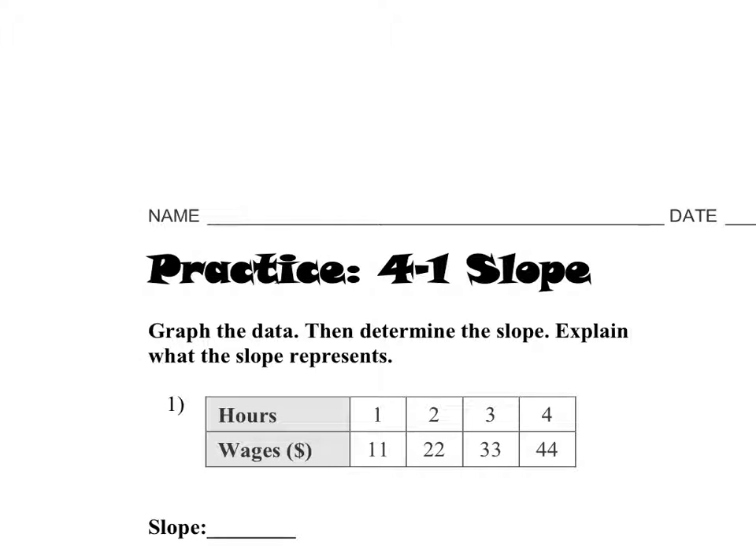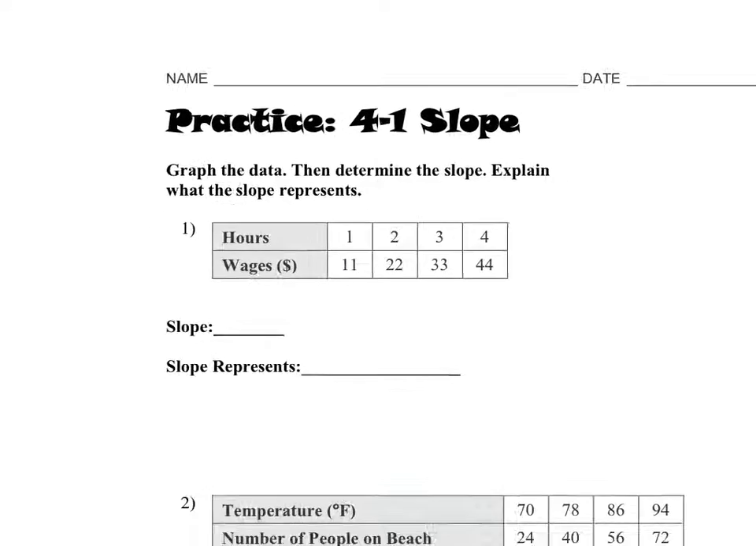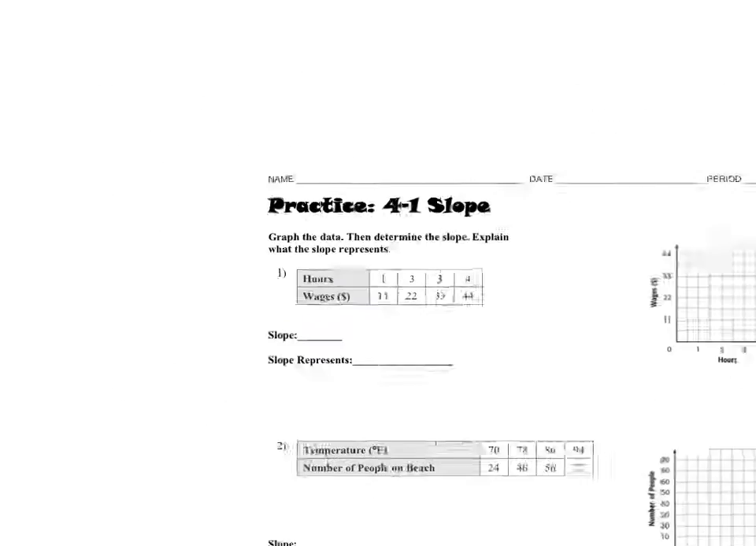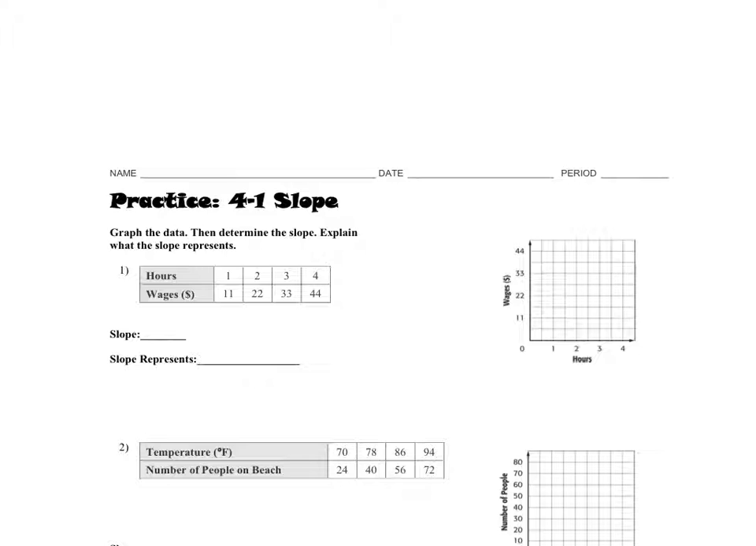This is a slope practice for 4-1 for 7th grade. On number 1, it says graph the data, then determine the slope and explain what the slope represents. So whenever you see these, if you get a table and you get a graph, sometimes the easiest way to start out is just to go ahead and plot the points.